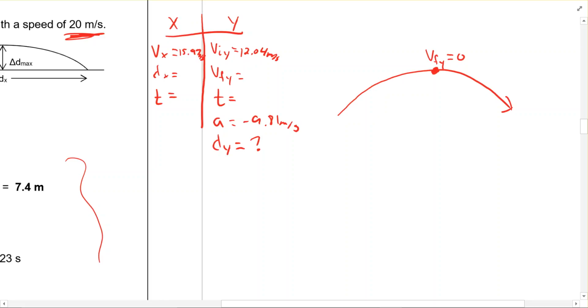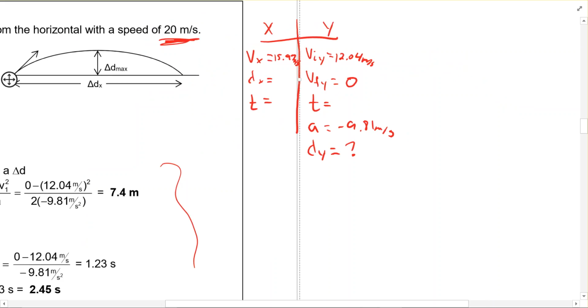It had to come to a stop in the y direction before it could come back down. So hopefully that made sense. But anyway, that was the key bit of missing info there. So that's equal to 0. So now we're looking for d.